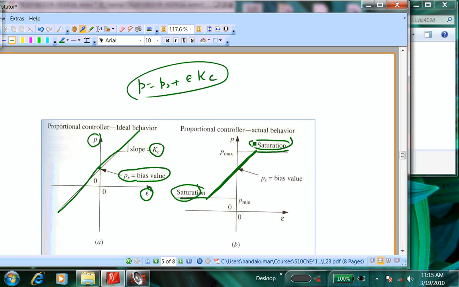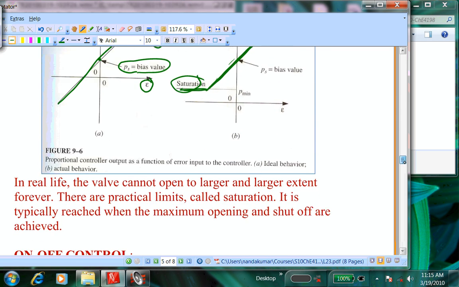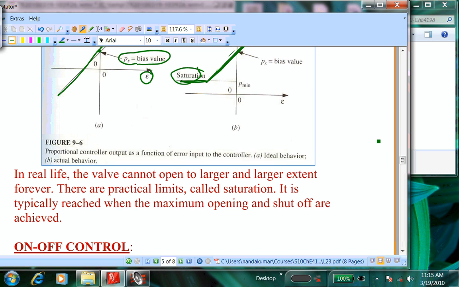This is why we saw that need or the ability to put step functions, ramp functions, and construct more complicated input is useful in Simulink, for example. Okay? Or to break it down in terms of Laplace transform for each one of these. So the ability to build such forcing functions or representation is important. Any questions on that? Okay, so in real life, the valve cannot open larger and larger extent forever, so there are practical limits, and this is what we call saturation.